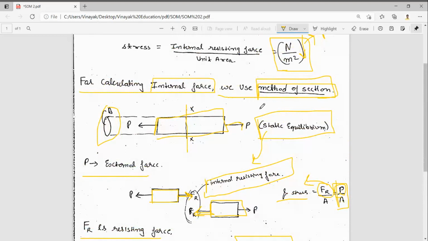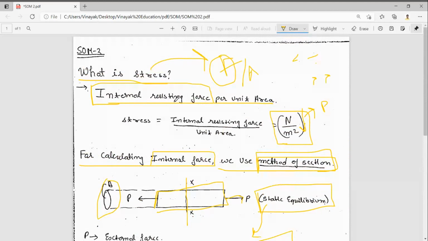So now I think you can understand what is stress. The stress is internal resisting force per unit area. So you should remember, we should not say just force per unit area.